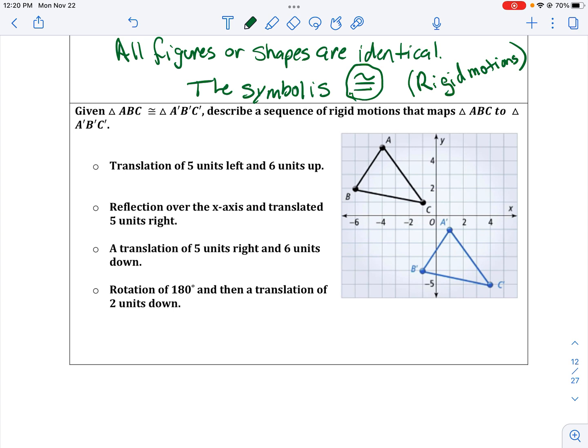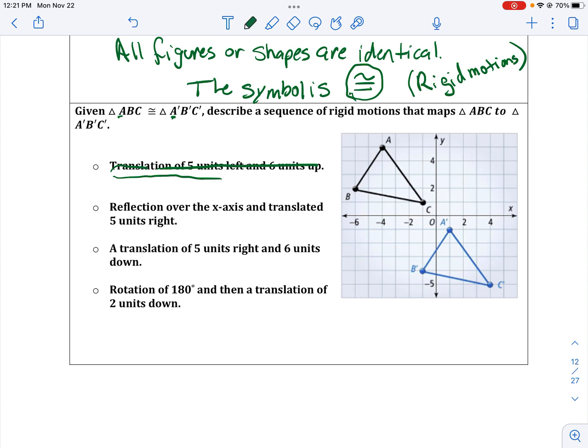So if we pick point A, it's got to map to point A prime. Those are the first letters in both the triangles listed. You can pick B or you can pick C, it does not matter which one. If I pick A and follow the first option, it says a translation of 5 units to the left. Well, if I go 5 units to the left, I'm off the graph, and then 6 units up, and then I am done. I am not on A prime. So this is not going to be my answer.